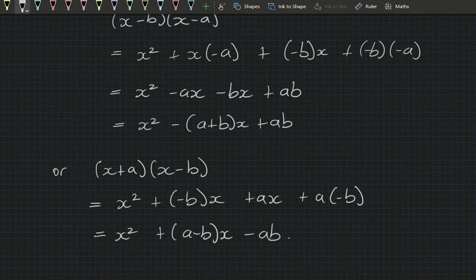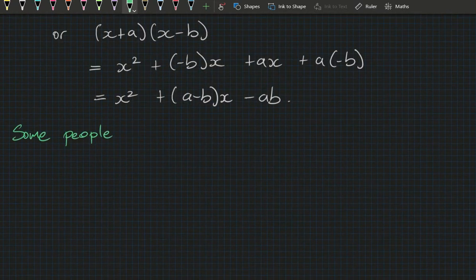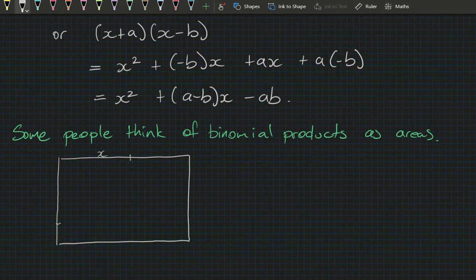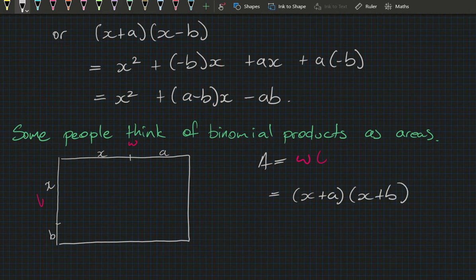Alright, there's another way of looking at these binomial products, and some people find it easy to see them as areas. So let's imagine a rectangle that has one side that's x plus a long, and another side that's x plus b long. Because the area is equal to width times length, we can see the width is equal to x plus a times x plus b. We can break this rectangle up into smaller squares and rectangles.